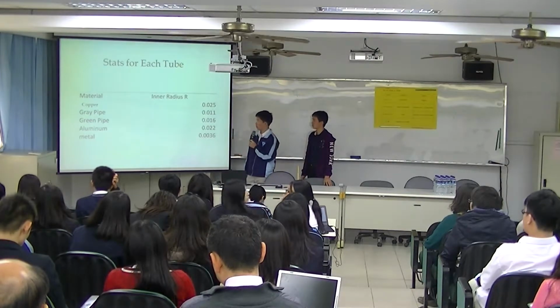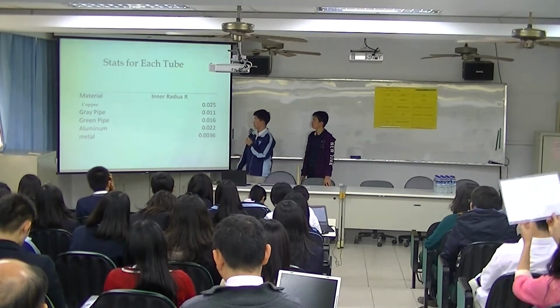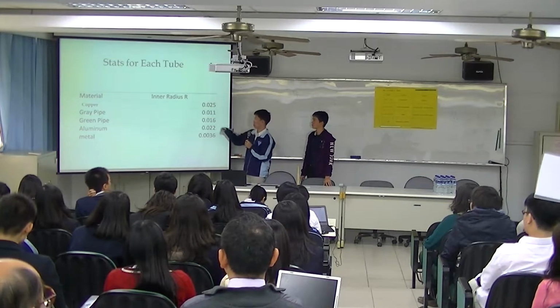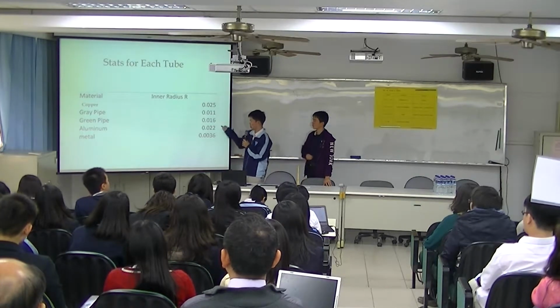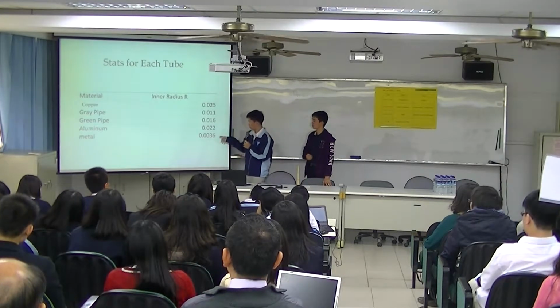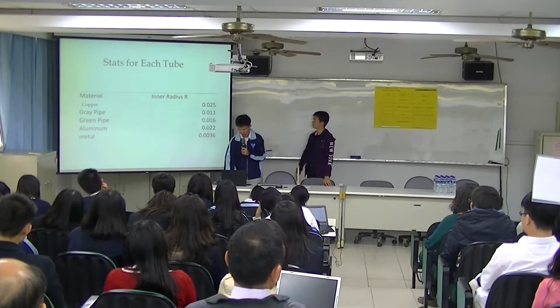For the copper, this is all in meters, so the radius was like 2 centimeters, 1 centimeter, 1 centimeter, and 2 centimeters, and this was like 0.36 or something like that.